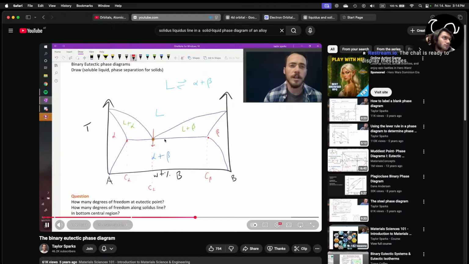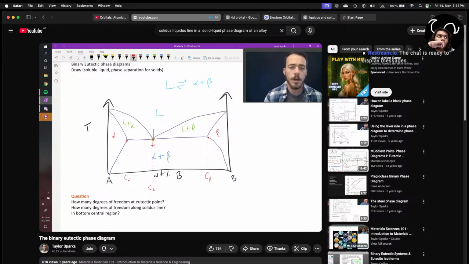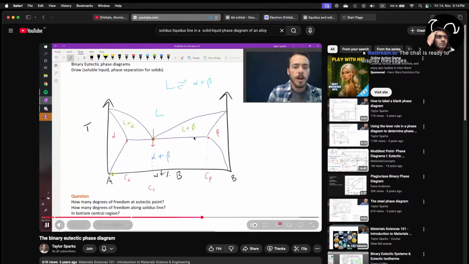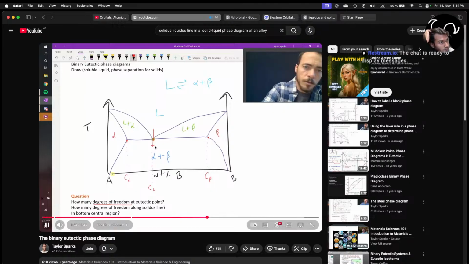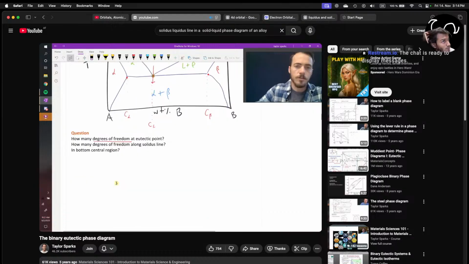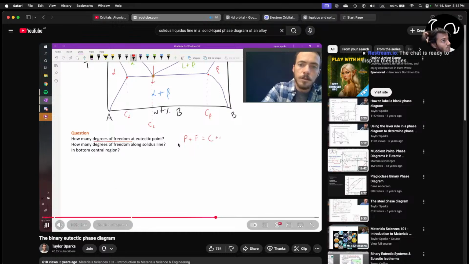So this is a binary eutectic phase diagram. And just like we could do the Gibbs phase rule before, we can apply the Gibbs phase rule here. For example, how many degrees of freedom are present at the eutectic point? At this eutectic point here in the middle, we could apply the Gibbs phase rule. So we would say, give ourselves some room, we know that P plus F equals C plus N.